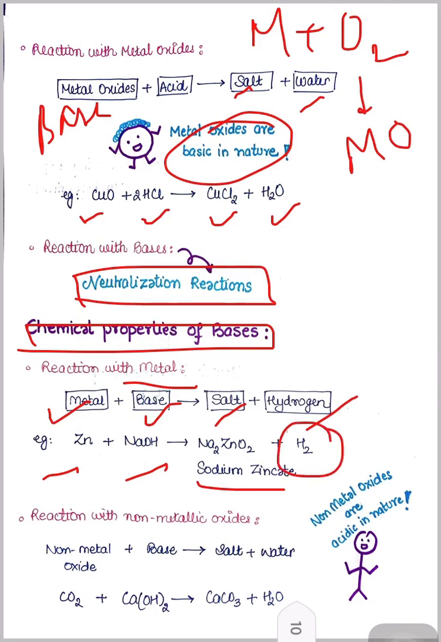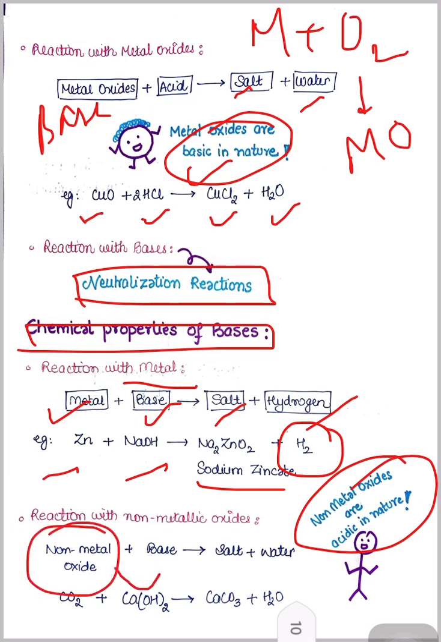Now next, reaction with non-metallic oxides. Just as metal oxides are basic in nature, non-metallic oxides are acidic in nature. So if they are acidic in nature, they will react with base to give you salt plus water. Taking the example of a non-metal oxide, carbon dioxide, treat it with calcium hydroxide, and it will give you salt plus water.